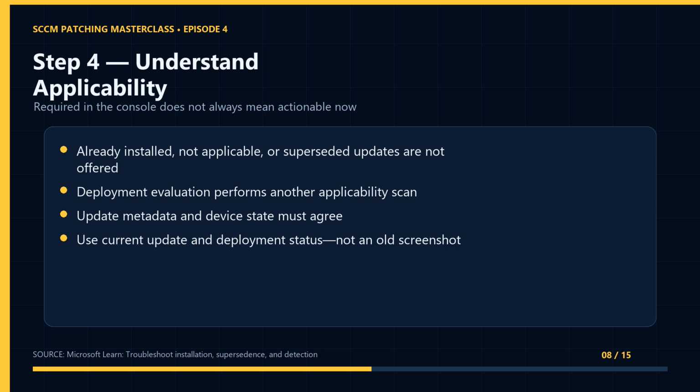The update may already be installed, may not apply to the device's operating system, architecture, product, or prerequisite state, or may be superseded according to current metadata and deployment choices. A prior console result may be stale compared with the latest client scan and state processing. Review UpdatesStore.log for the update's current applicability and UpdatesDeployment.log for the assignment decision. Do not force installation of an update that Windows Update Agent reports as not applicable. Correct stale metadata, targeting, product selection, prerequisites, or supersedence strategy through supported configuration.